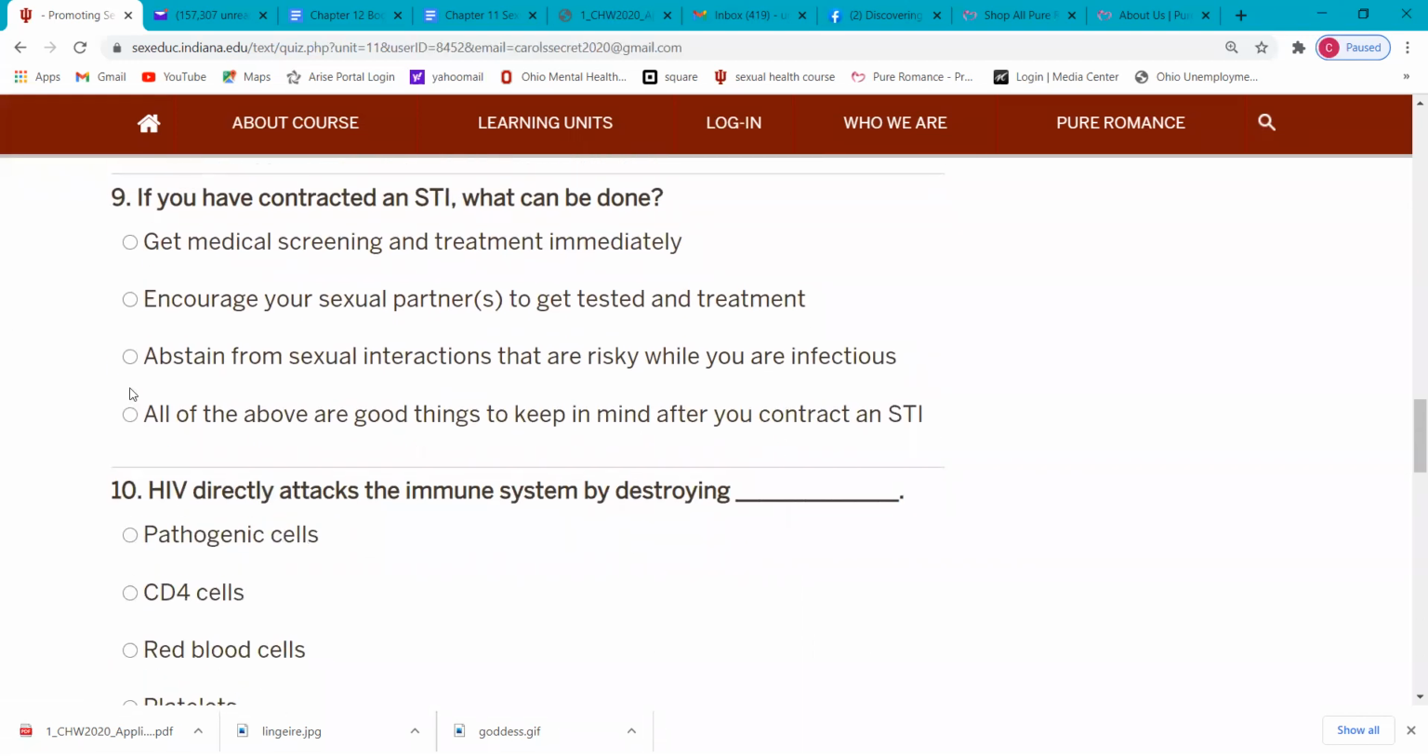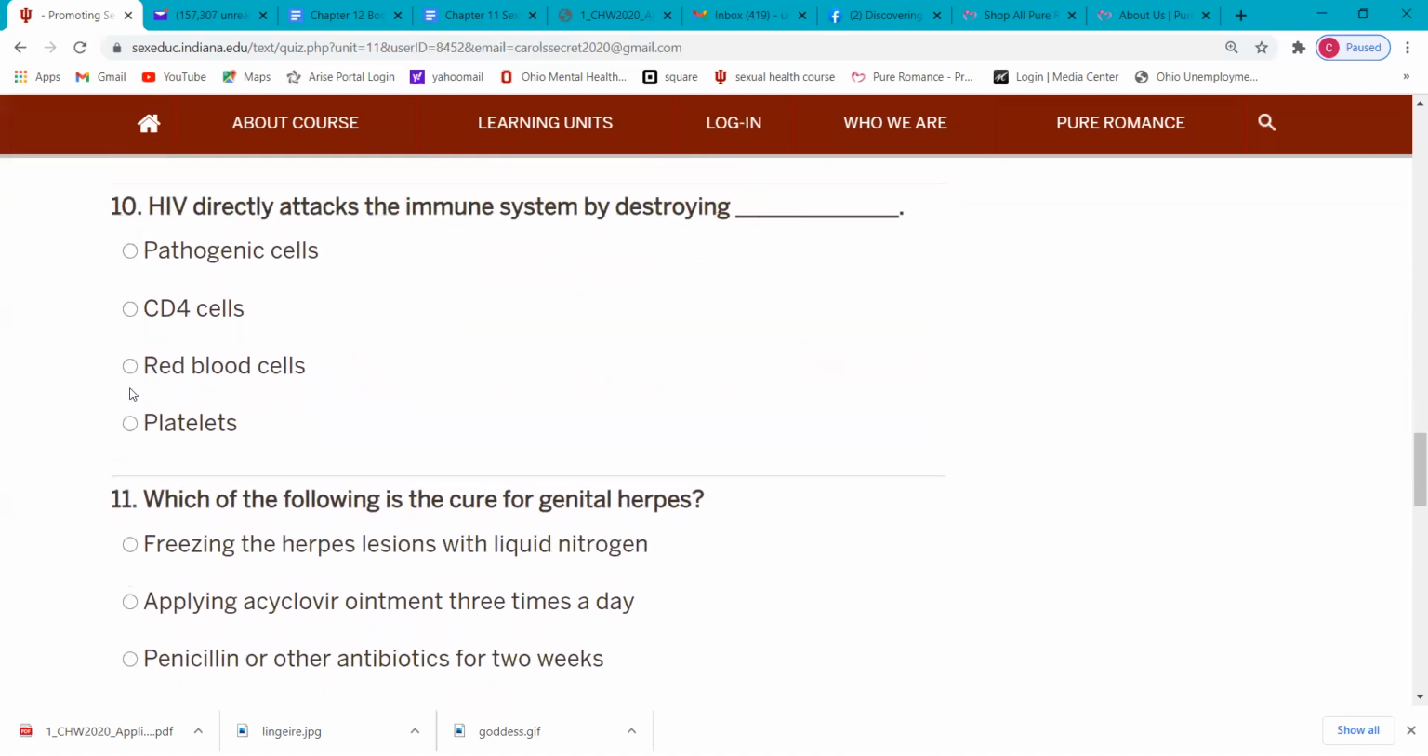So 9, if you have contracted an STI, what can be done? Do you get medical screening and treatment immediately? Do you encourage your sexual partner to get tested and treatment? Do you abstain from sexual interactions that are risky while you're infectious? All of the above are good things to keep in mind after you contract an STI.